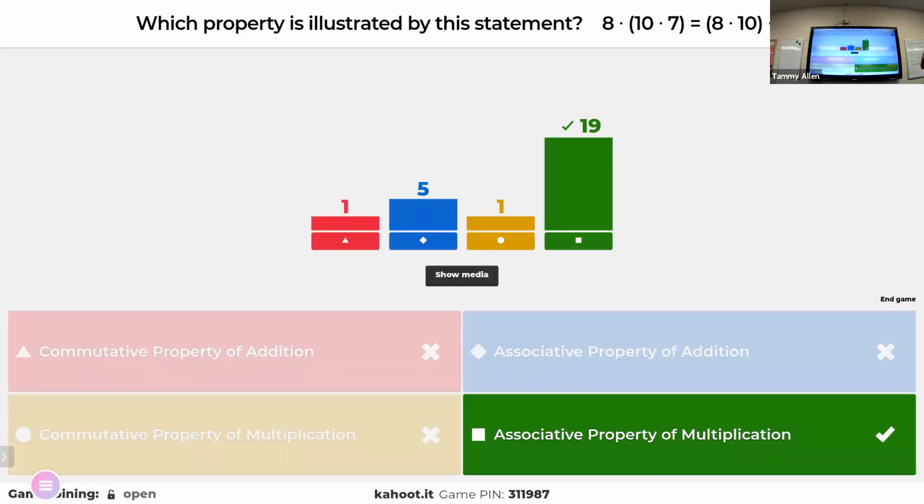Okay, got better. We regrouped. Instead of grouping the 10 and 7 together, we grouped the 8 and the 10 together. So it's the associative property, and it was multiplication.